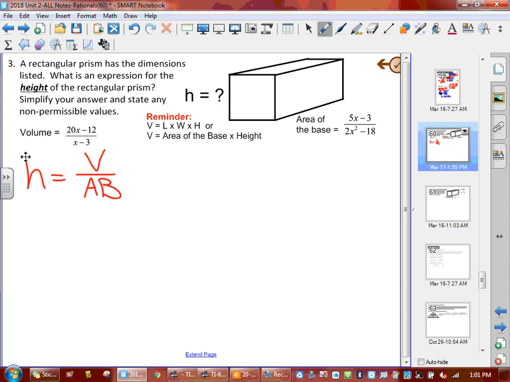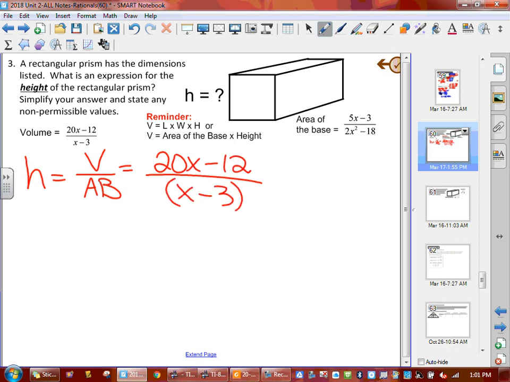Alright, so we've rearranged the equation. Now we're going to plug in where everything belongs. So, carrying this over, on top we would have 20x minus 12 over x minus 3. Dividing by, we're going to write it left to right versus top and bottom. We're writing it left to right so that we can flip the right-hand side. Remember, because when we divide, we flip and times.